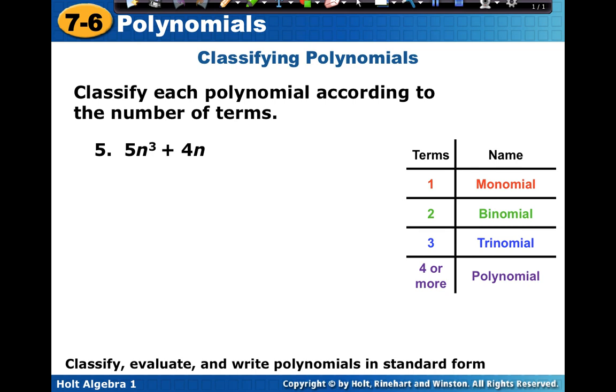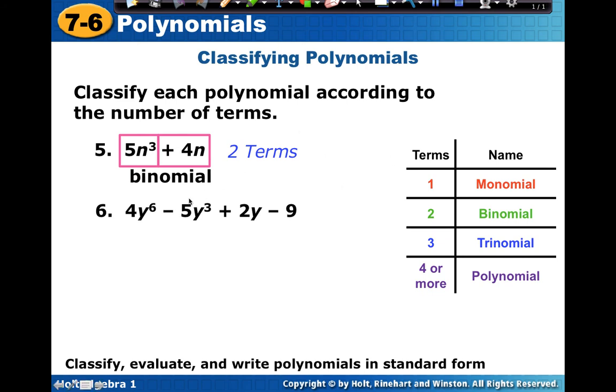Go ahead and write down number 5. Number 5 says 5n to the 3rd plus 4n. It says classify each polynomial according to the number of terms. Here, this one has 2 terms. It's got 5n to the 3rd, which is a term, and then plus 4n, which is another term. So again, the terms are separated by adding and subtracting symbols. So since there's 2 terms, we're going to call this one a binomial. So make sure you have the word binomial written with that one. And it really is that easy for this part of the lesson. All we're doing is looking to see how many terms it has and calling it by its appropriate name.